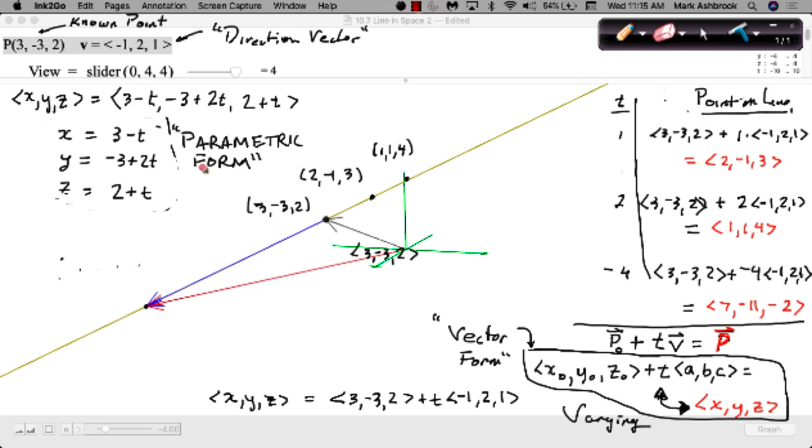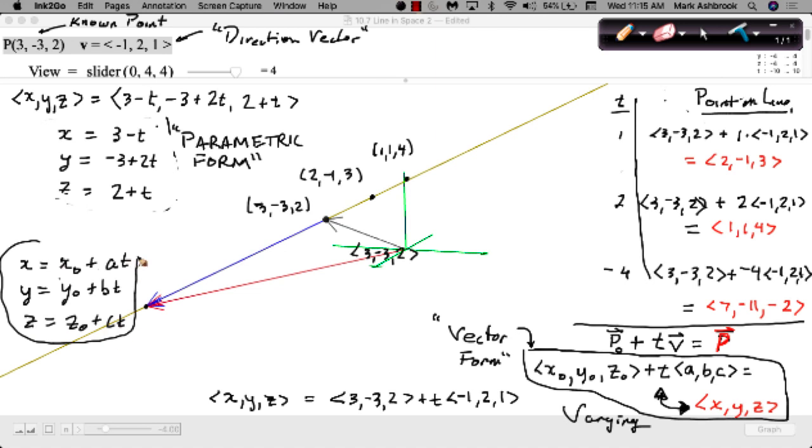But looking at what we did, what's the parametric form of any line? x equals x naught plus at, then y naught plus bt, and z naught plus ct. So that's generic. That's what I meant to box and label. So this is the parametric form for our line, the one that we did. Here's the vector form of our line. What I've put boxes around are then just the general forms of those.